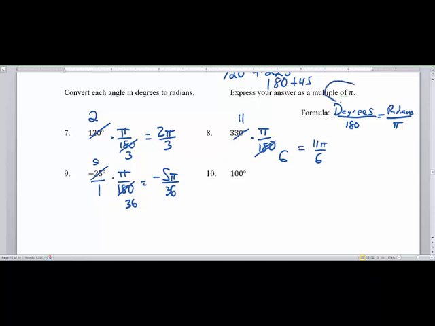Please understand that we want these answers in multiples of pi. We don't want your answers in terms of a decimal. So these radians are exact measurements, and we want them done that way.